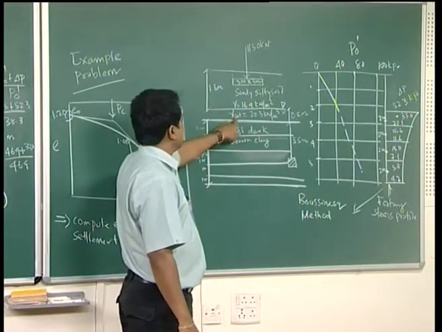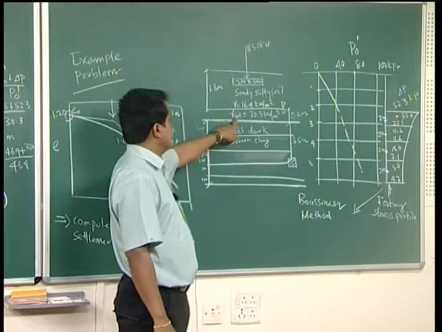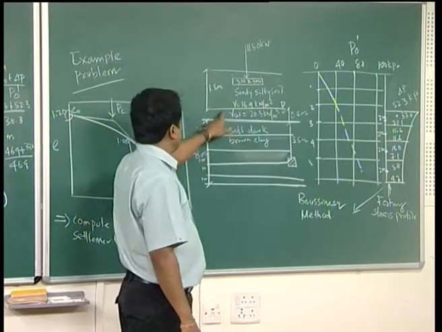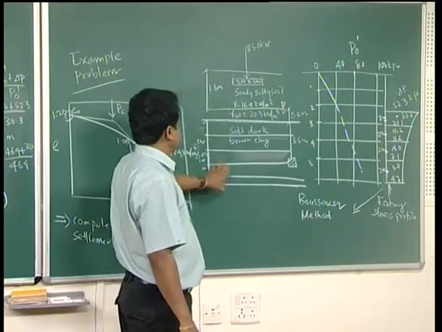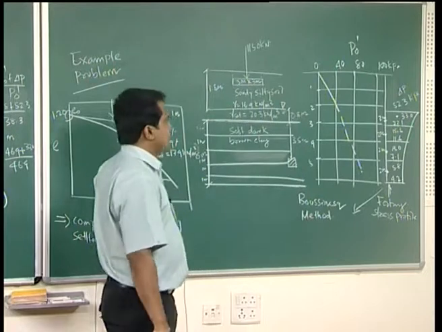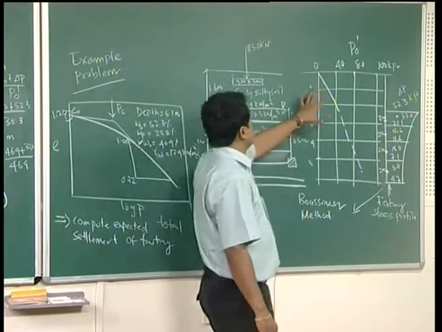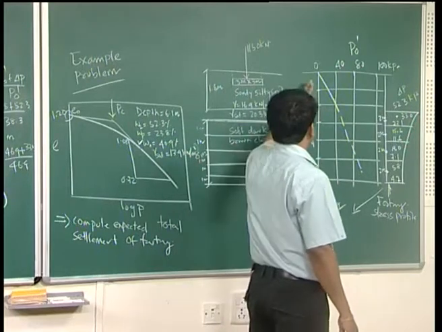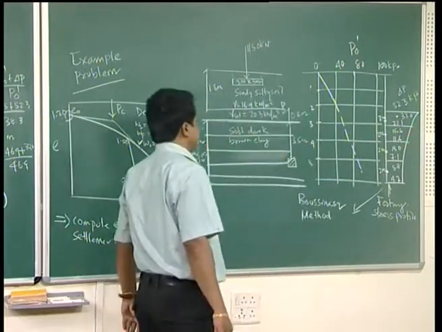So, that means your gamma saturated is given as 20.3. Submerged is equal to gamma saturated minus gamma W. You calculate this particular layer, this layer, this layer, and you proceed. This is a typical plot. I have shown this plot, the variation of P0 versus the depth, how this effective overburden pressure is varying.